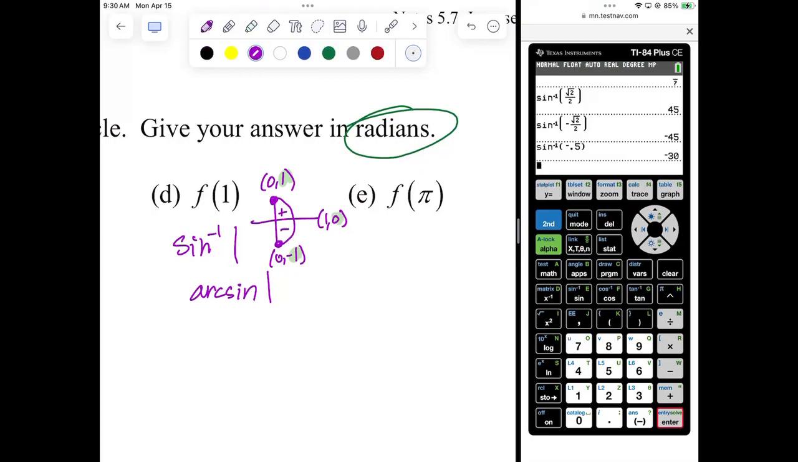Inverse sine of 1, what's the ordered pair straight up at 0, 1? Pi halves. So what's inverse sine of 1? Pi halves. What if it were inverse sine of 0? What angle is at 0? 0. And what if it were inverse sine of negative 1? What angle's down there? Good. Not 3 pi halves, negative pi halves. So if you land on one of those, 1, 0, or negative 1, you're going to get one of those quadrantal angles, pi halves, 0 and negative pi halves respectively. Got it?